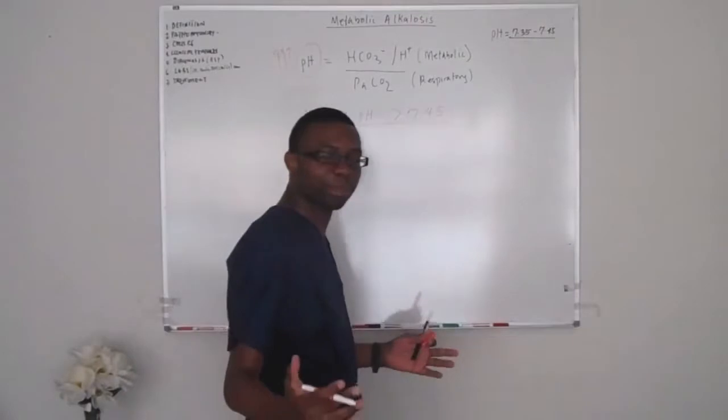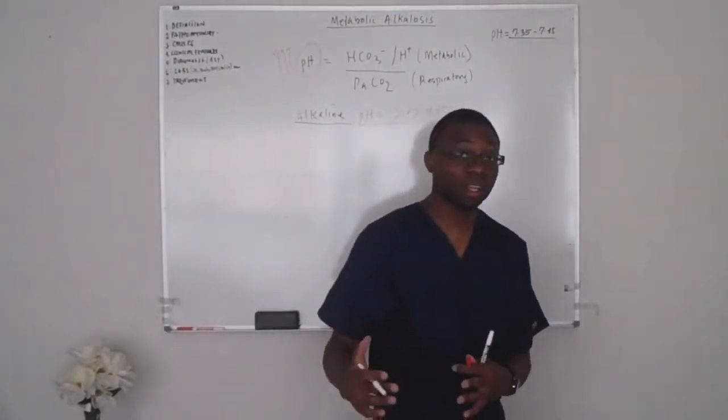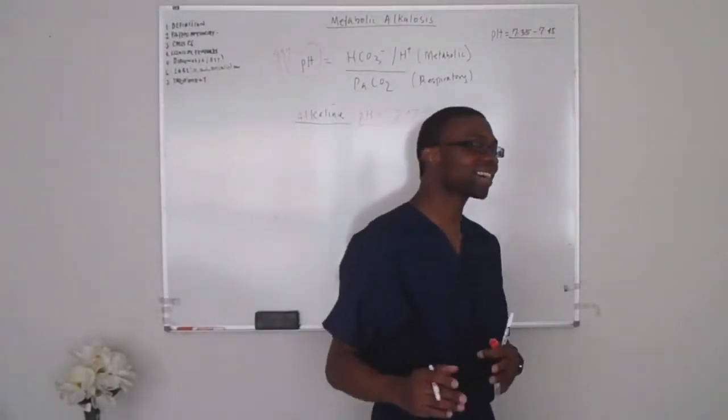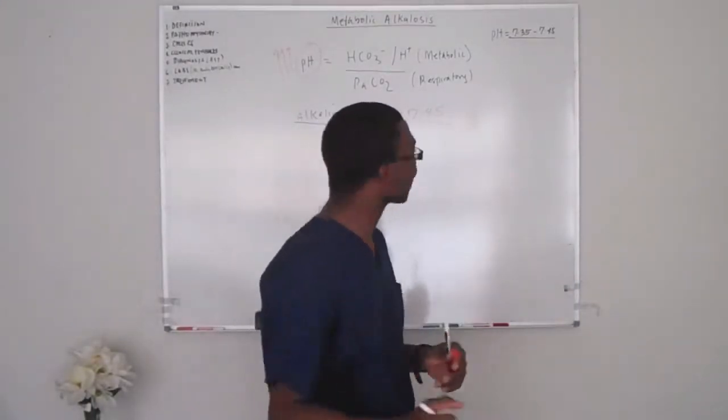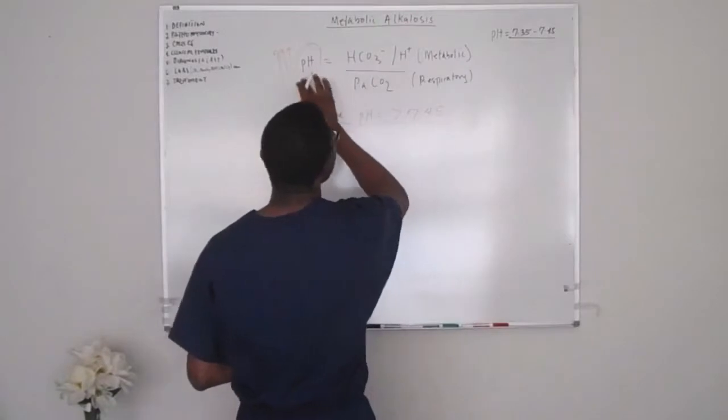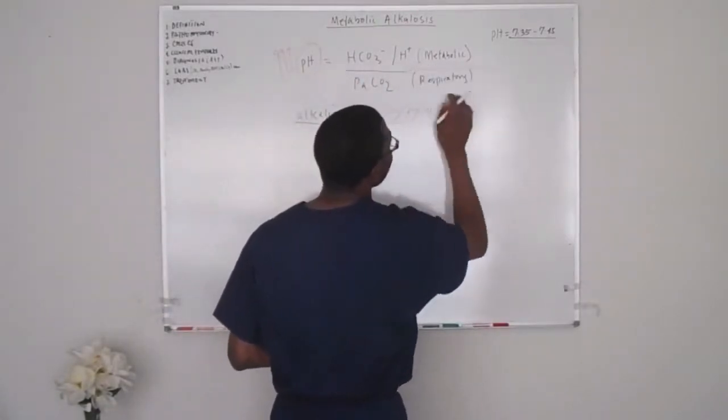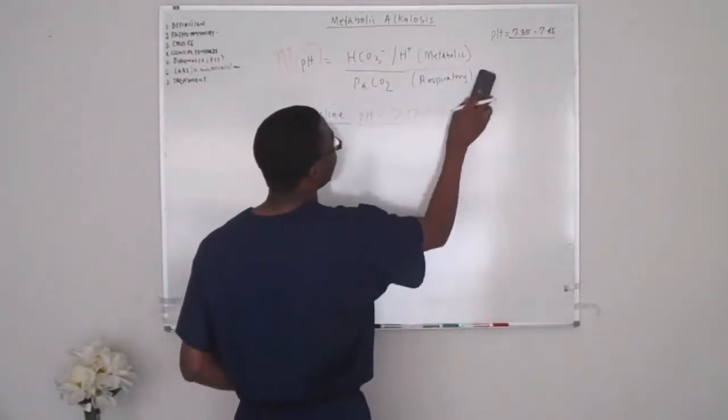But why is the pH high? We say it's alkalosis. That's a mnemonic we're going to talk about at the end of this, but let's get the concepts down cold. We're going to be dealing with metabolic. So right now, I do not care about the bottom.